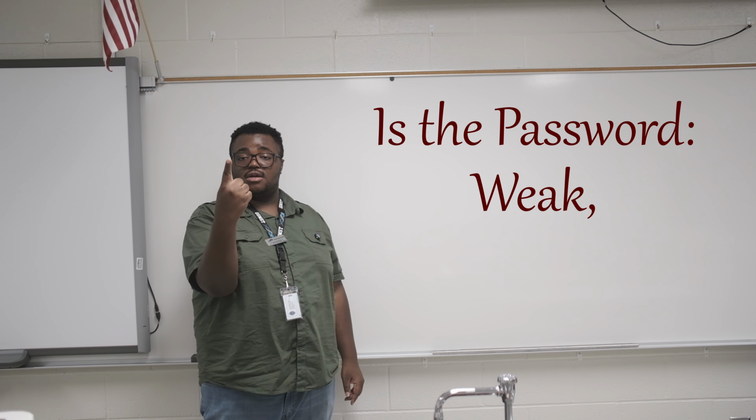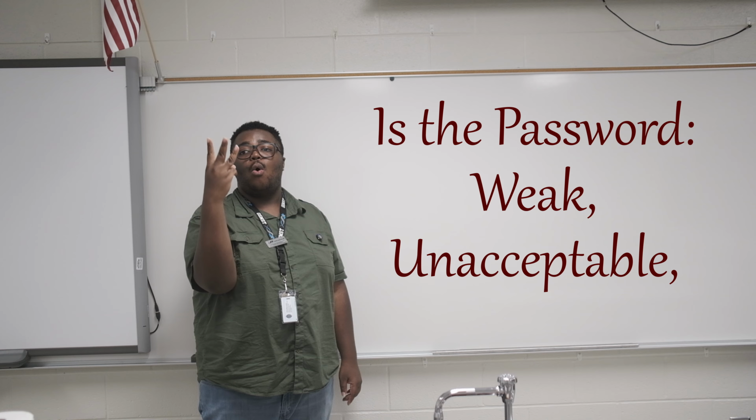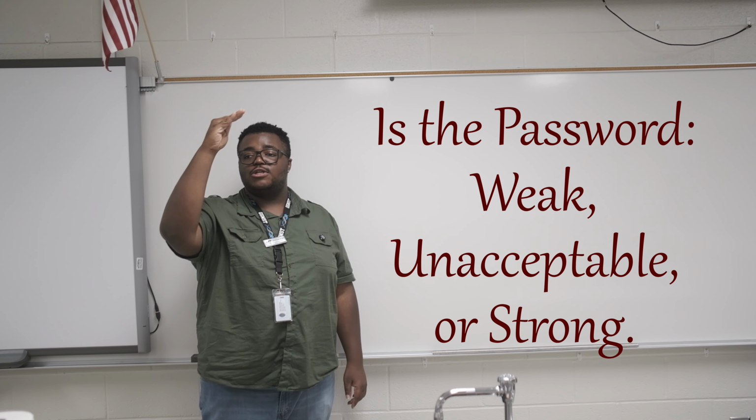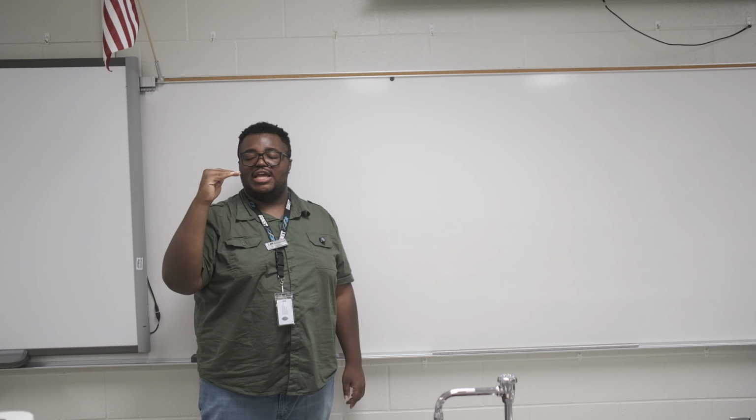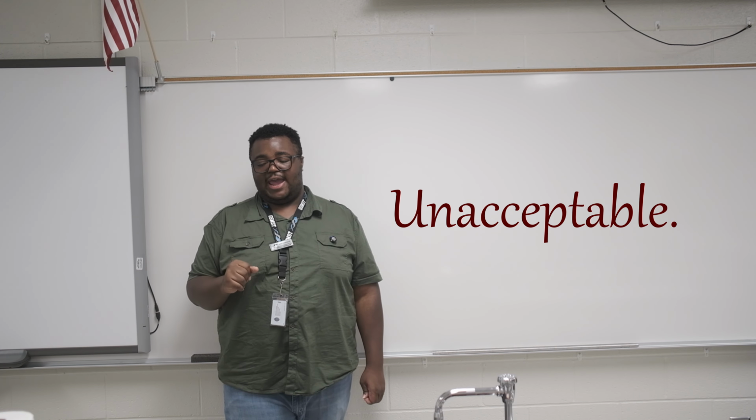So a user inputs a password and then it passes through our function. And then our function checks if that password is weak, unacceptable, or strong. The first thing that it checks to see is if the password is unacceptable, okay? Now, what would be an example of an unacceptable password class?